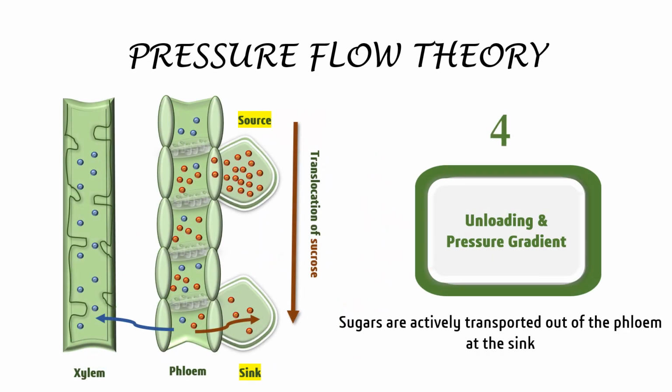At the sink regions, sugars are actively transported out of the phloem, which increases the water potential in these areas. Consequently, water moves back into the xylem vessels, reducing the pressure in the phloem.